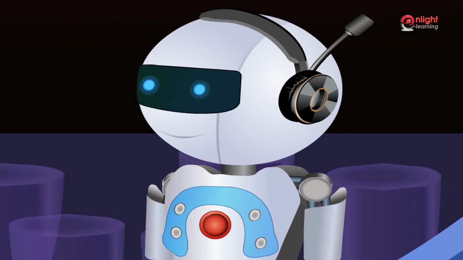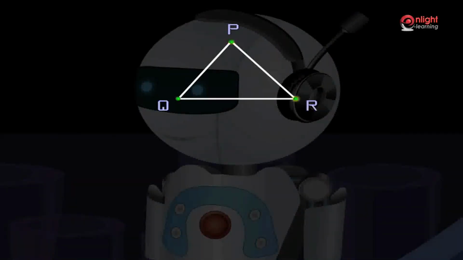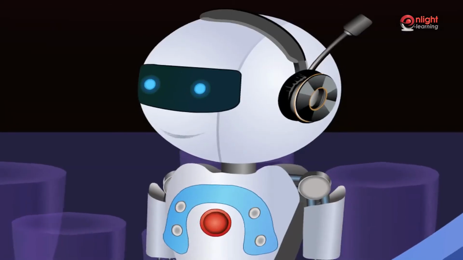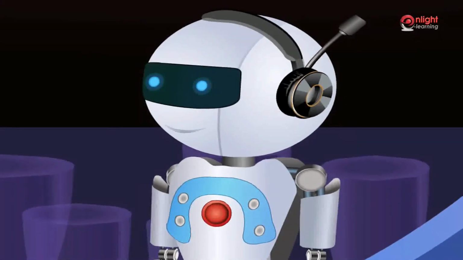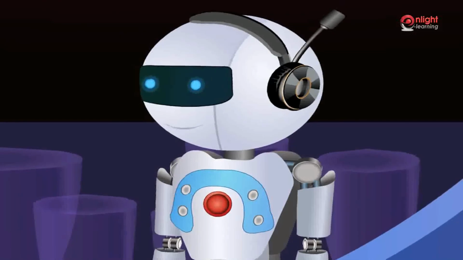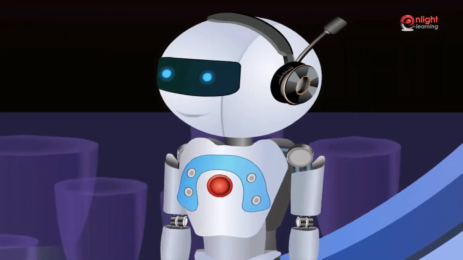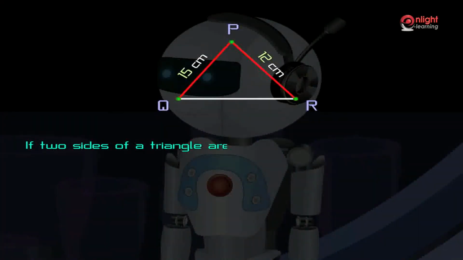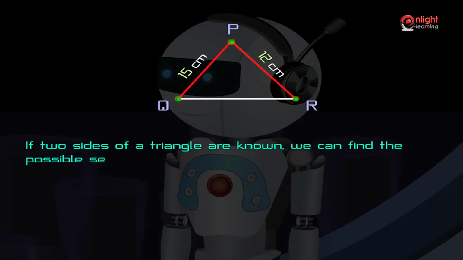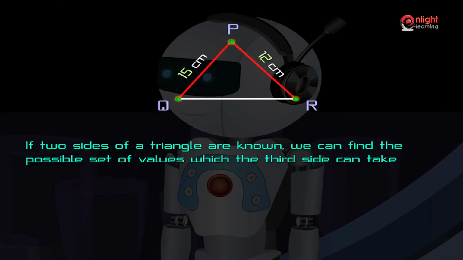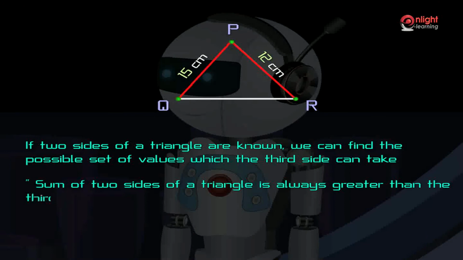Consider triangle PQR. Length of two sides of triangle PQR is known. If the values of two angles of a triangle are known, the value of the third angle of the triangle can be found. However, such is not the case for sides. If two sides of a triangle are known, we can find the possible set of values which the third side can take. These possible set of values are obtained from the characteristic feature of triangle: the sum of two sides of a triangle is always greater than the third side.